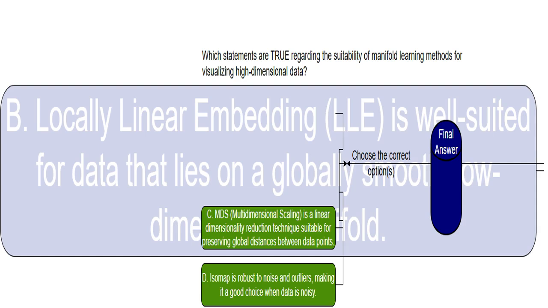Here, we're looking at locally linear embedding, LLE. I'll check if LLE works well with data that forms a smooth, lower dimensional shape within a higher dimensional space. Locally linear means it focuses on the relationships between nearby data points.